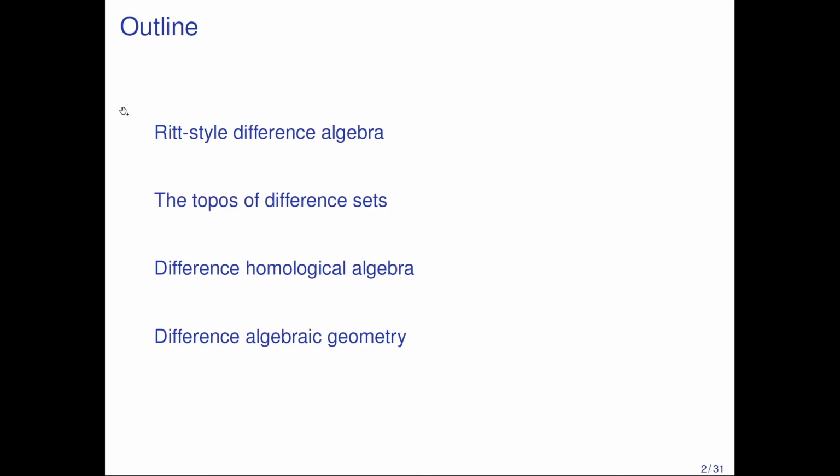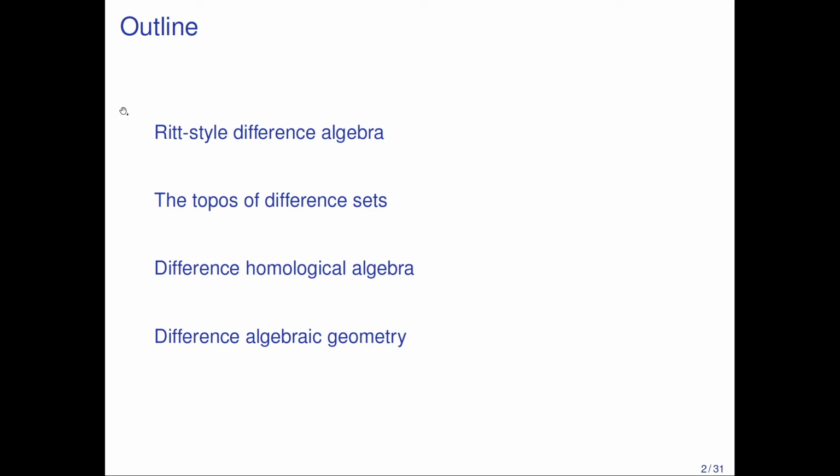So I'll start by revising. In fact, Michael in his talk already revised the classical Ritt-style difference algebra. I'll maybe just mention how you might want to categorize this difference algebra. And then I will talk about the topos of difference sets.